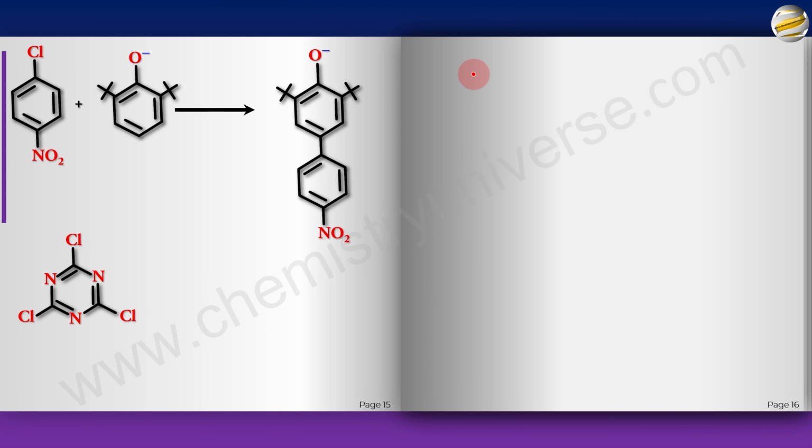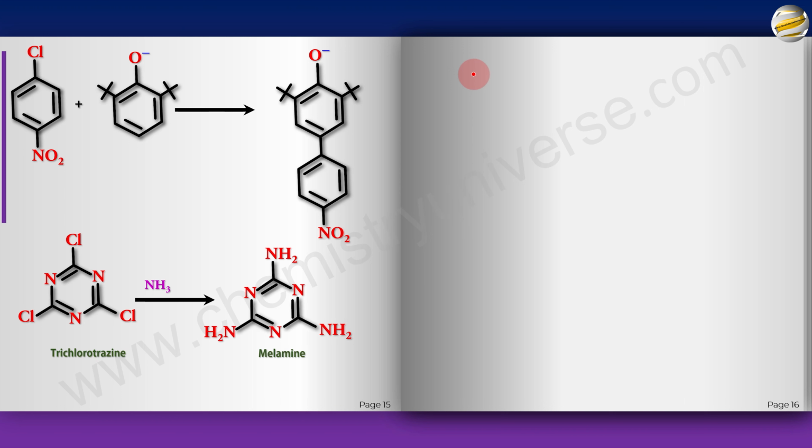Try this. This is called a trichlorotriazine. And if I were to attack with ammonia, I want you to pause the video now. Make the product. Play it back again. Obviously, the Cls will go and be replaced by NH2. And this is called melamine. The compound using which you make unbreakable crockery.